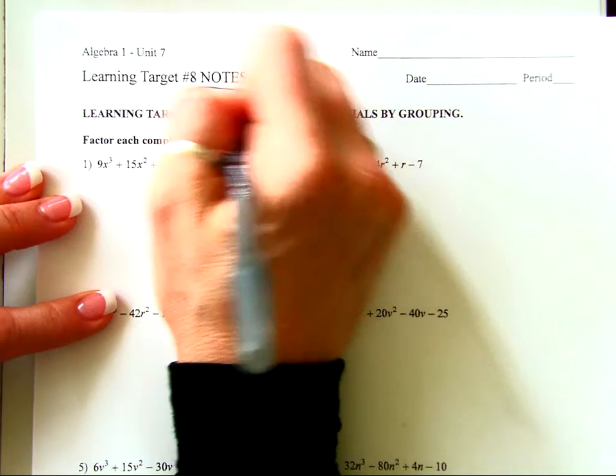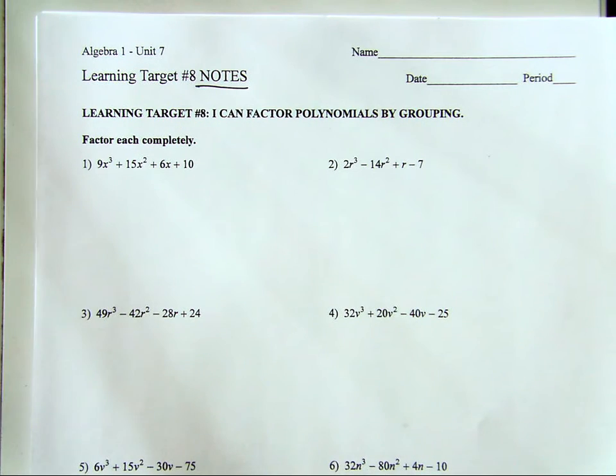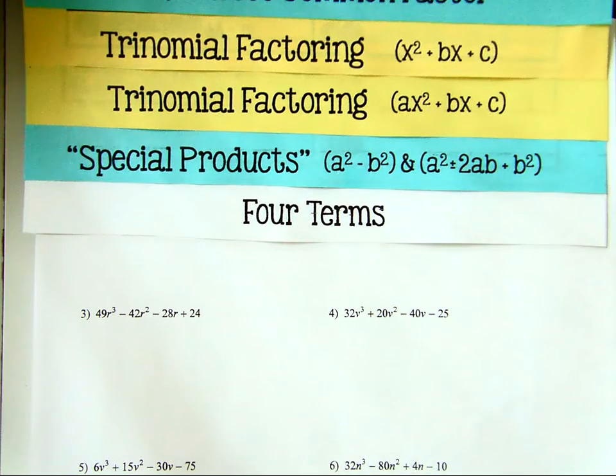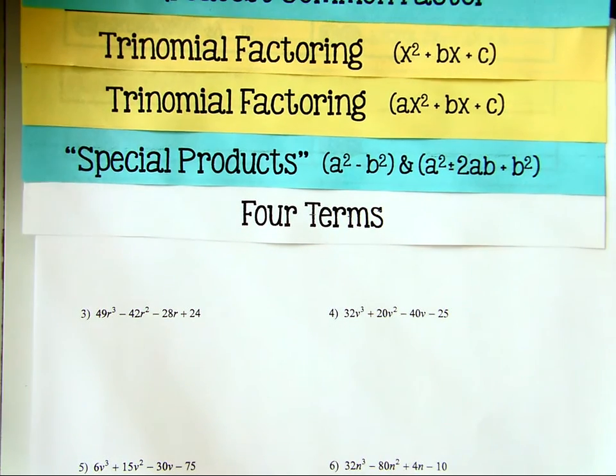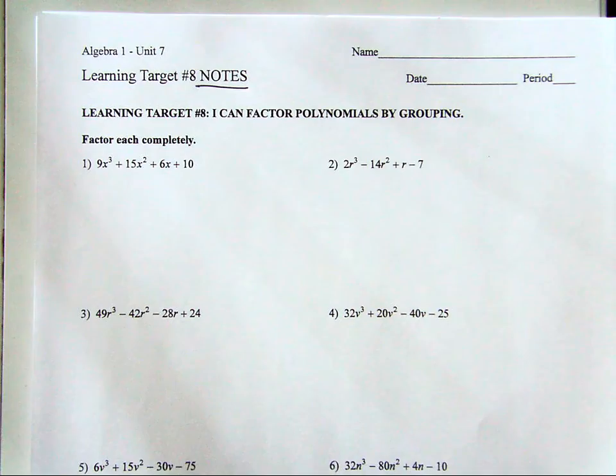So these are notes for Learning Target 8. We're going to start, and if you looked at this last tab right here, see how it said 4 terms? Okay, what do you see on this sheet? 4 terms. Most people think, oh my gosh, 4 terms, it's going to get even crazier. I can barely do it when there's 3. 4 terms is actually, I will tell you, the easiest of all ways of factoring. So I really think that you'll think that.